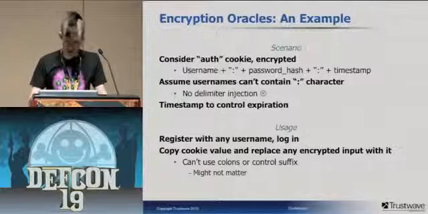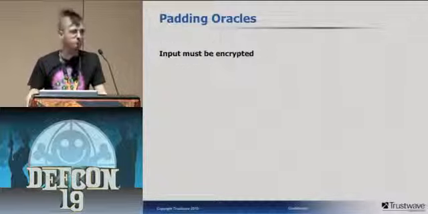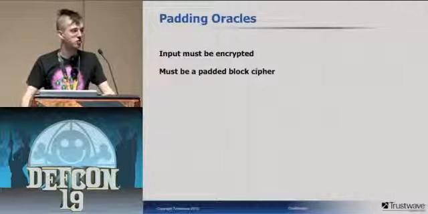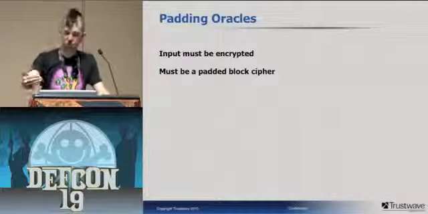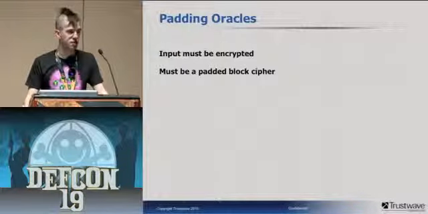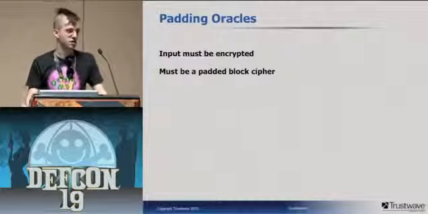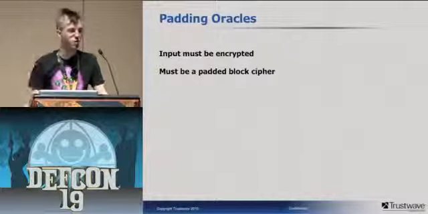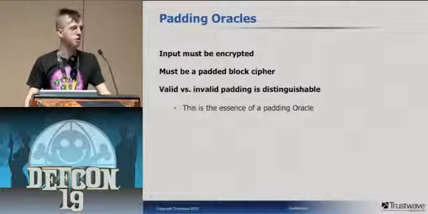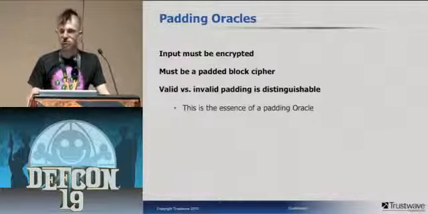So groovy stuff there. I want to mention padding oracles as well. With a padding oracle, the input has to be encrypted with a padded block cipher. With stream ciphers, you're encrypting one byte by one byte, so the end of the plain text is just where the text ends, and not where you've put some arbitrary marker. It also has to be distinguishable when you've passed something in that has valid padding or invalid padding. And this is the essence of a padding oracle.